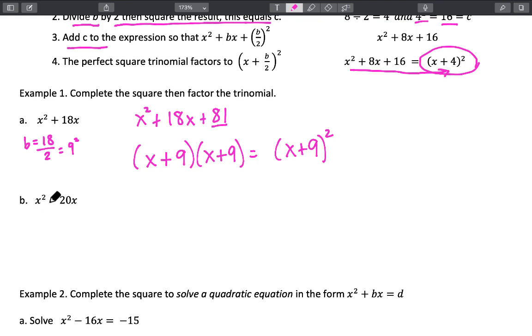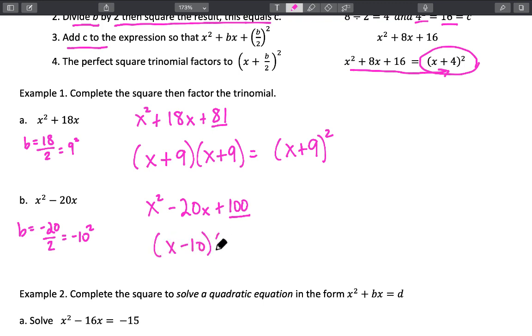Next up, we got x squared minus 20x. So my b value now is negative 20. If I take half of negative 20, that gives me negative 10, and negative 10 squared would give me 100. So x squared minus 20x plus 100 is my perfect square trinomial. I'm going to factor this down by looking at factors of 100 that add to be negative 20. Well, that's x minus 10 times x minus 10. And I can write that as x minus 10 quantity squared.